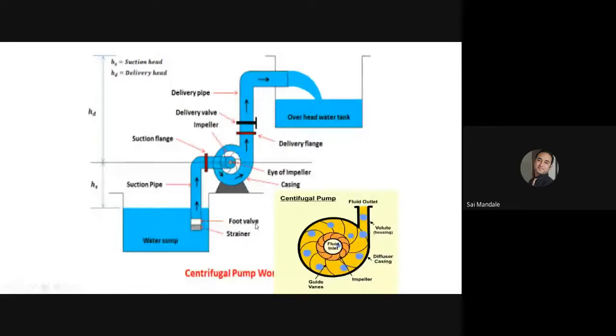Pump is a power producing device. Absorbing. Power absorbing. Perfectly correct. Right answers. So pump is a power absorbing device.